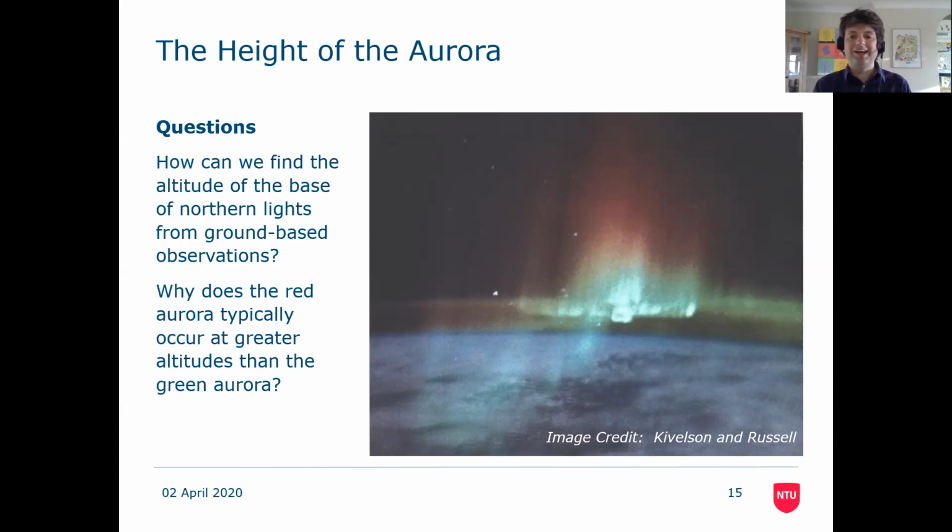Then in this image here, you can see the red northern lights is at a greater altitude than the green northern lights, and that's fairly typical. So the second question, why does the red aurora typically occur at greater altitudes than the green aurora? Okay, so two good questions there for you to have a think about.